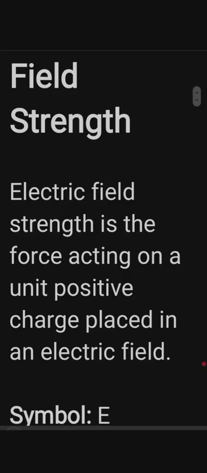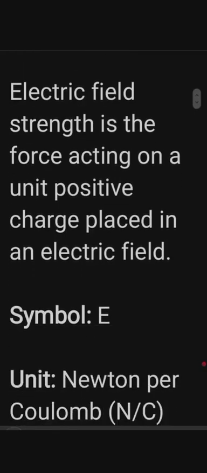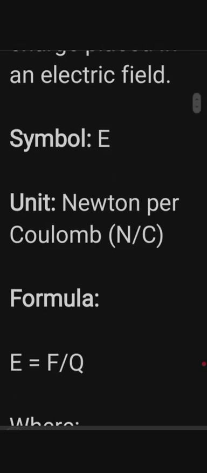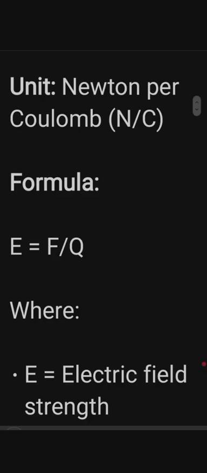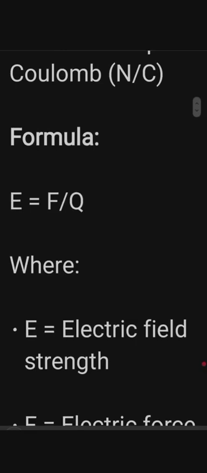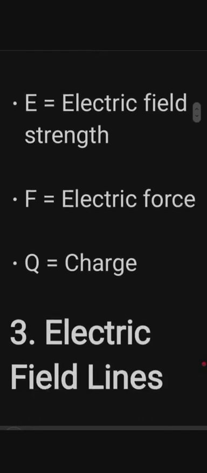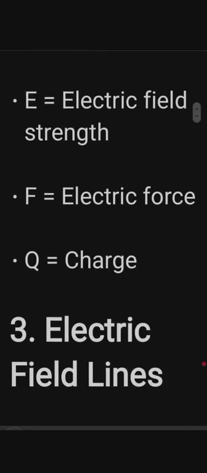So the electric field strength is the force acting on a unit positive charge placed in an electric field. The symbol for electric field strength is E, while the unit of measuring electric field strength is Newton per coulomb. The formula for electric field strength is E equals F over Q, where E is the electric field strength, F is the electric force, and Q is the charge.